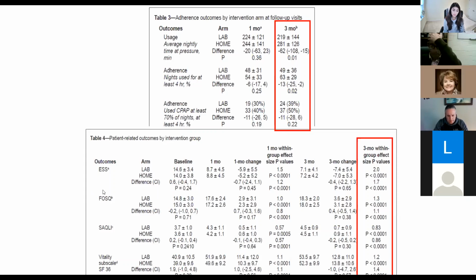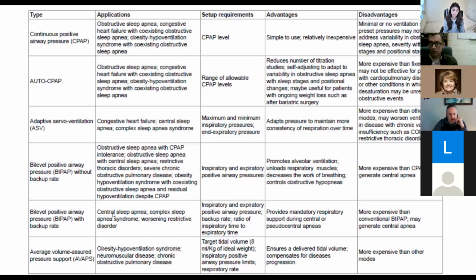But across the different groups, sleepiness improved. This is the Epworth. Sleep quality also improved, the Functional Outcomes of Sleep Questionnaire, and then health-related quality of life improved in both groups. So portable management of obstructive sleep apnea has really been looked at as non-inferior to lab-based management.